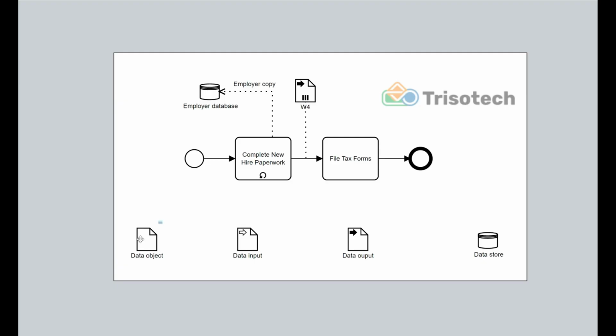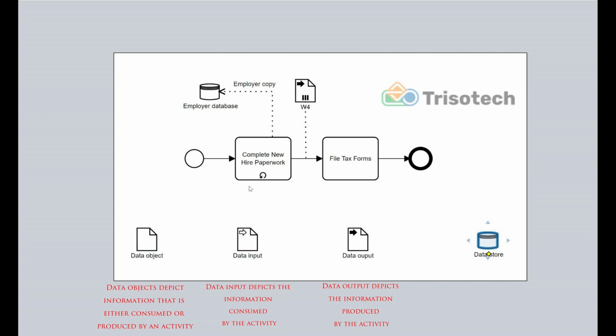For today's video, we're going to keep it simple, but I just wanted to share with you the importance of data. We'll use a simple HR process to discuss data objects and data stores. The first notation we're going to talk about is data objects. On the screen, I have the three data objects listed. We have data objects, the generic notation in which it can be used when information is either produced or consumed by an activity.